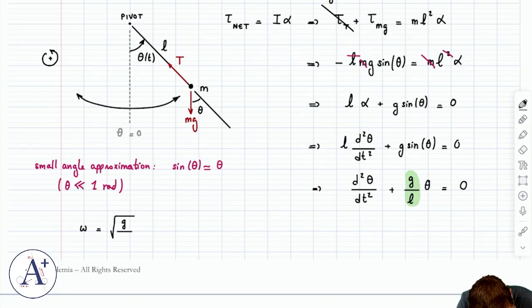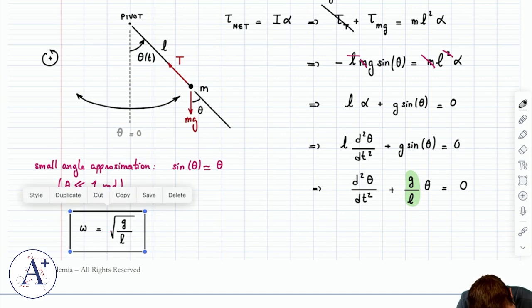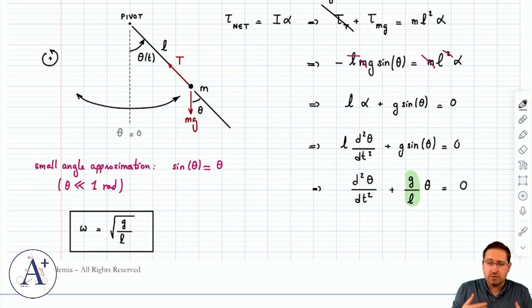And like I said earlier, omega will have a specific expression for each oscillator, right? Whatever comes out of applying Newton's second law, whether it's F net equals ma or torque net equals I alpha, if you can put that equation in the standard form, d2 theta dt squared plus omega squared theta equals 0, omega will be whatever it is depending on the type of oscillator that you have. Now it will always be related to f and 2 pi in the same way. Omega is 2 pi f, that's true, but omega itself is a function of the oscillator that you have.